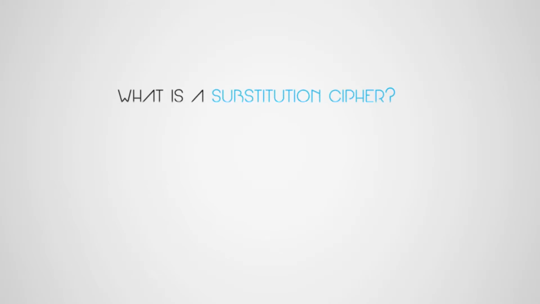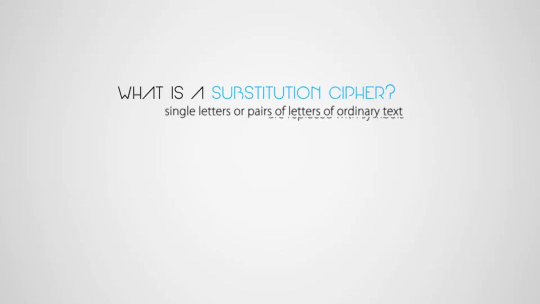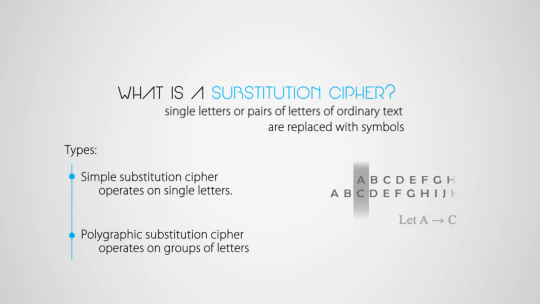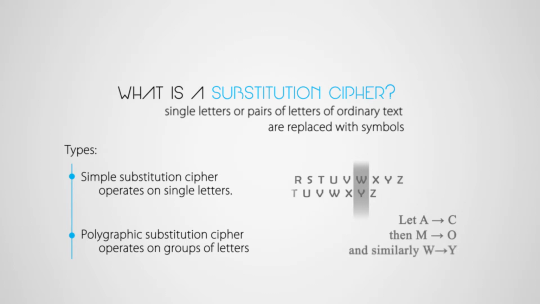In particular, a substitution cipher is a symmetric cipher in which single letters or pairs of letters of ordinary text are replaced with symbols. A substitution cipher can be of two types. Simple substitution cipher operates on single letters. Polygraphic substitution cipher operates on groups of letters. So, let B be C. Then M will be O. And similarly W will be Y.